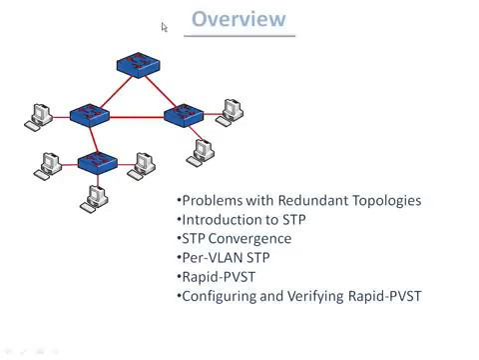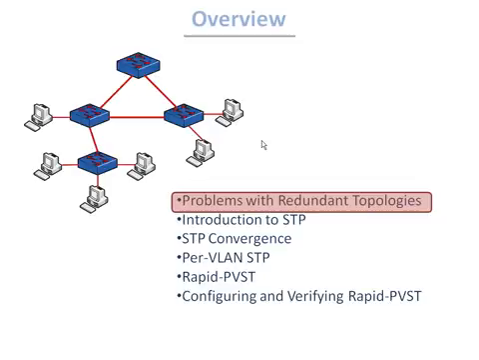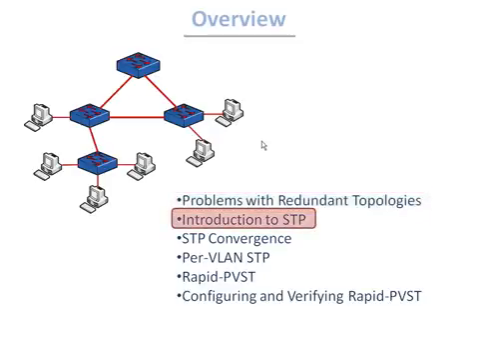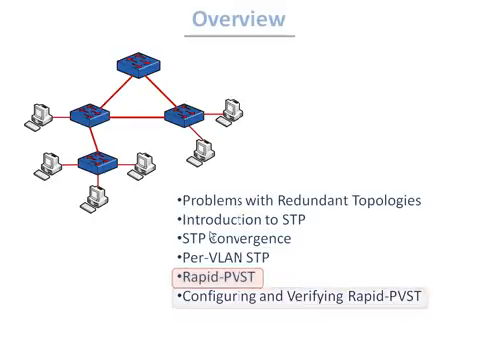But first, before we go into STP, we have to talk about some of the problems of redundant topologies, and what a redundant topology actually is, and then we'll see how spanning tree works and how it creates those loop-free topologies. And then we will talk about different types of spanning tree protocols, like per VLAN spanning tree protocol or rapid per VLAN spanning tree protocol. And then we will learn how to configure rapid per VLAN spanning tree protocol.